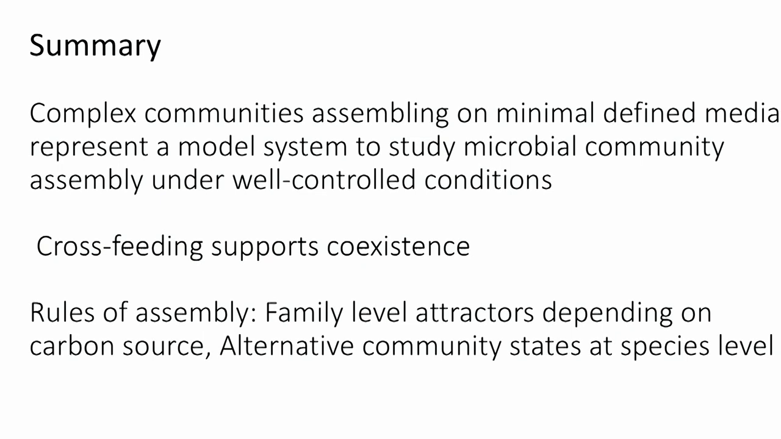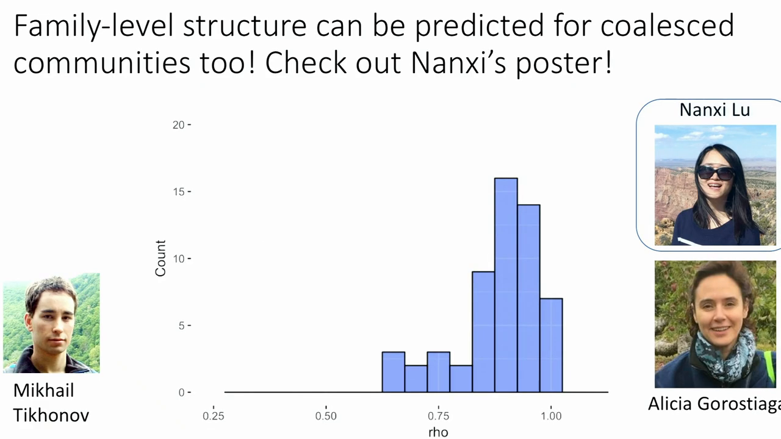We have large numbers of species. We find evidence that cross-feeding plays a major role in sustaining coexistence. And we are finding that the community assembly, the structure of the final communities, can actually be predicted, right? And at the family level, it obeys rules. It adopts specific states that are governed by the type of carbon source that you're adding, and it's very, very highly reproducible. So I just wanted to plug the posters from the two postdocs in my lab.